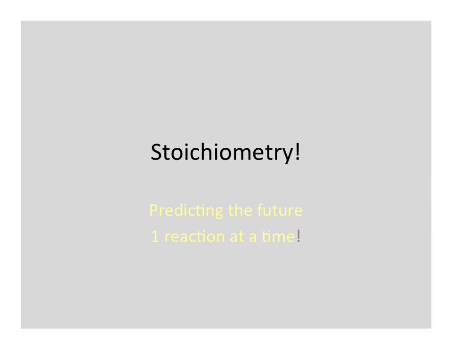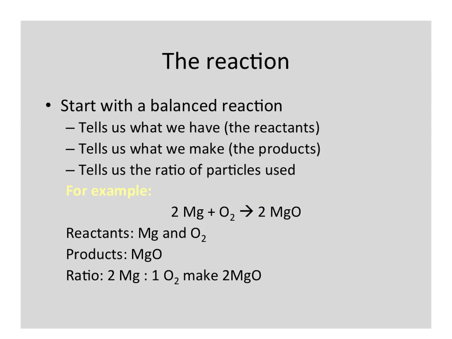These are notes over stoichiometry, and basically what stoichiometry is, it's predicting the future. So we are going to be able to tell how much we're going to make, how much we're going to use, what's going to happen during this reaction before the reaction even starts. Looking at the reaction, this is a little bit of a review.